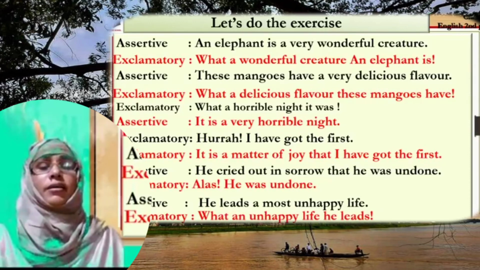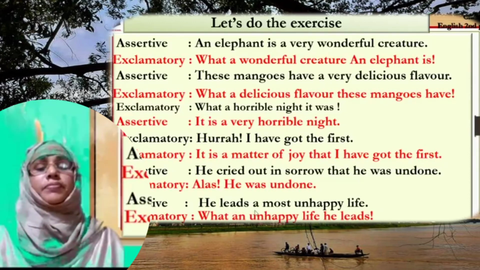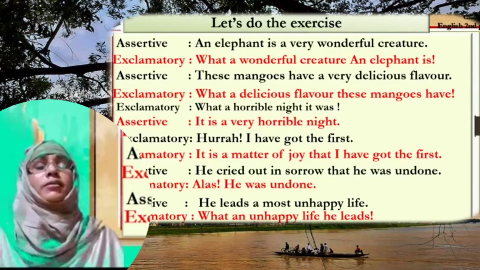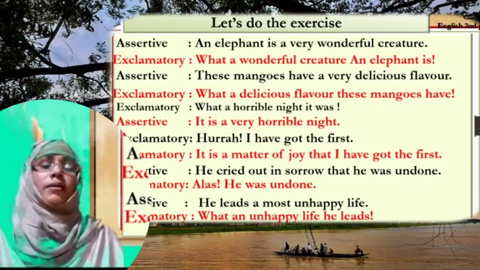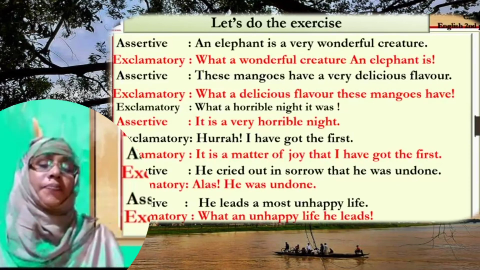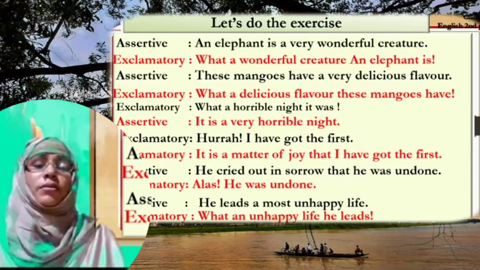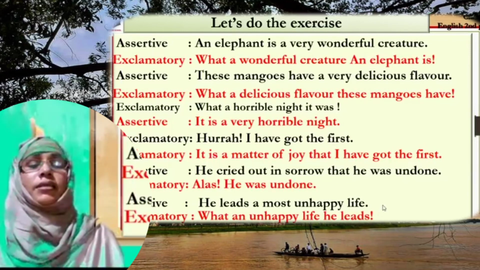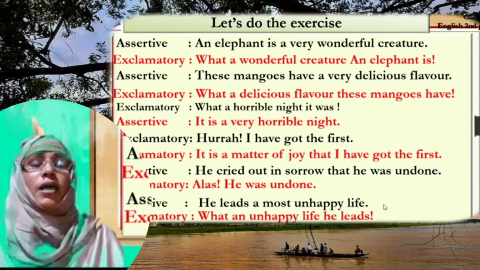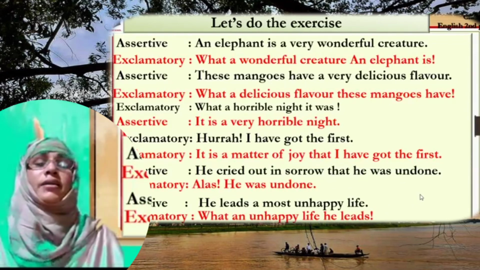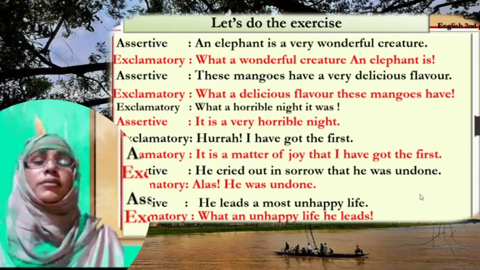Dear students, look at this. Why is an used here? Look at the word unhappy. The first sound is a vowel sound, like a in unhappy. So: what an unhappy life he leads. For this reason, and don't forget to put an exclamation sign at the end of the sentence.